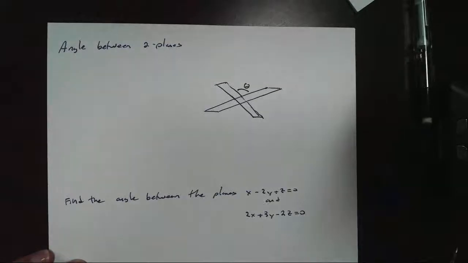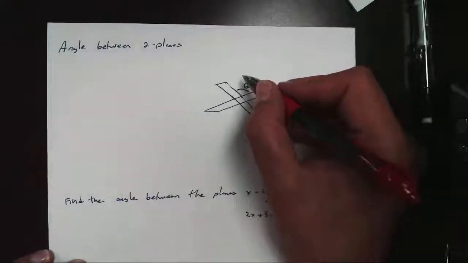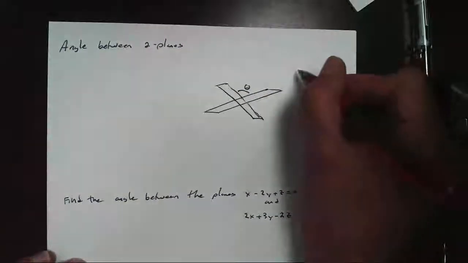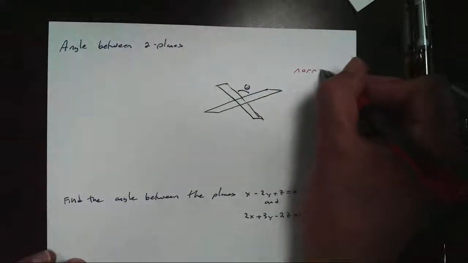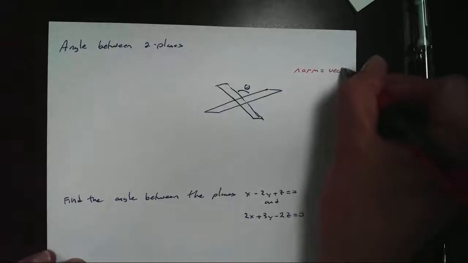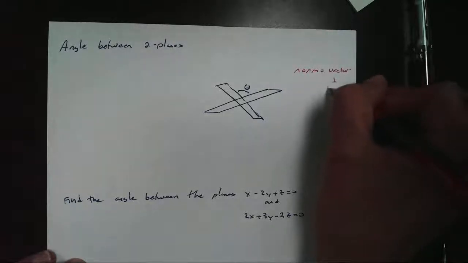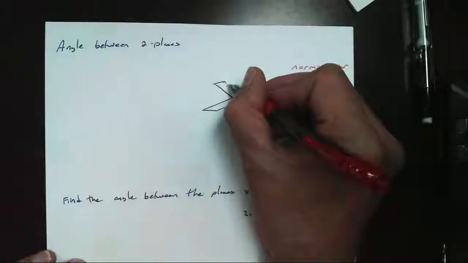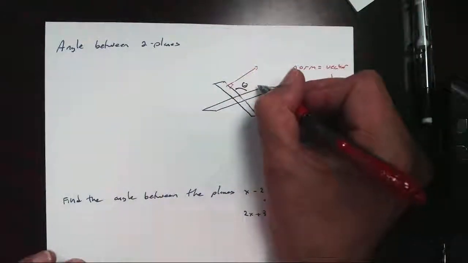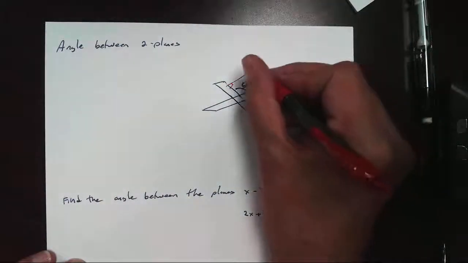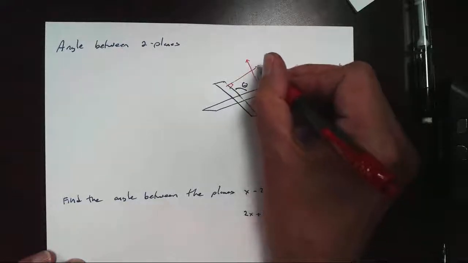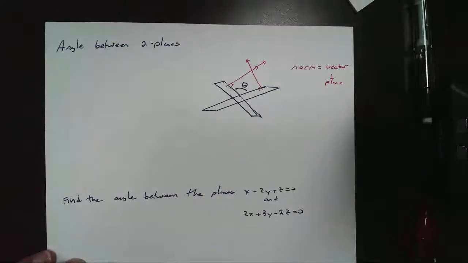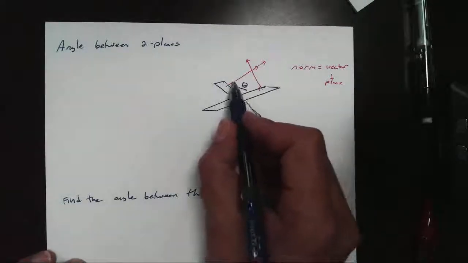So instead, what we're going to do is draw two normals from our planes. If you've forgotten what a normal was, that's pretty easy. That is the vector perpendicular to the plane. So if I draw a perpendicular vector from the plane here and one from the other side, eventually they're going to run into each other. Now, this will help us find the angle because we know how to find the angle between two vectors.